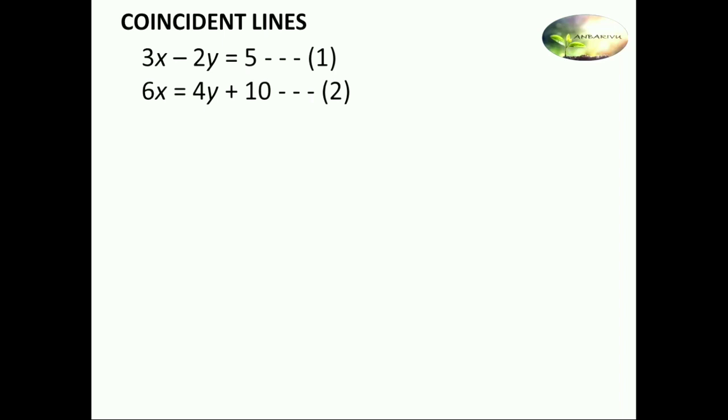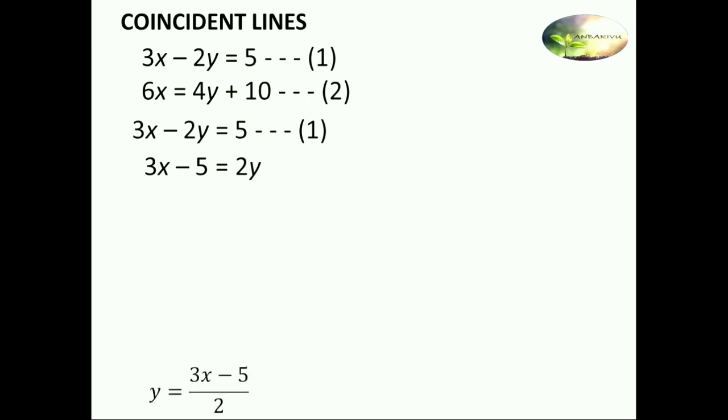3x minus 2y is equal to 5 and 6x is equal to 4y plus 10. Let me write the first equation. 3x minus 2y is equal to 5. Plus 5 going to the left hand side becomes minus. Then minus 2y going to the right hand side becomes plus. Then the multiple of 2, if I move to the left hand side, becomes divide. Therefore y is equal to (3x minus 5) by 2.